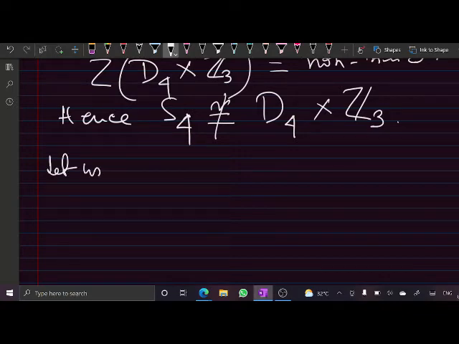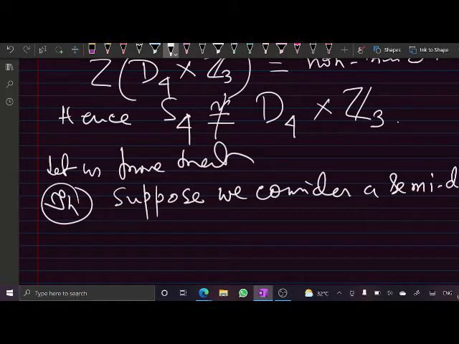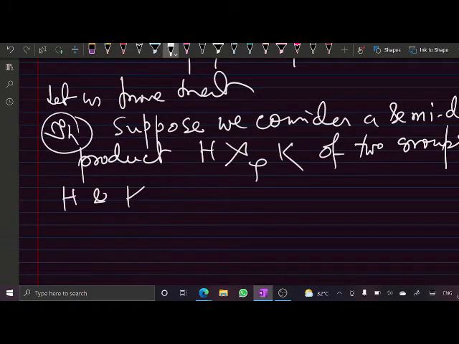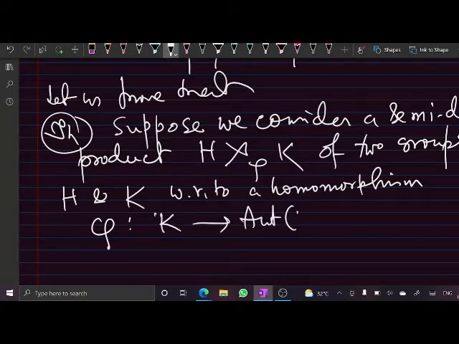So let us prove that, suppose we consider a semi-direct product H φ K of two groups H and K, with respect to a homomorphism φ from K to the automorphism group of H.